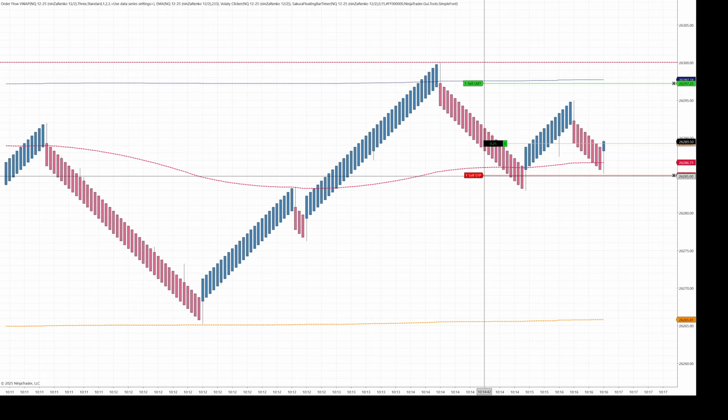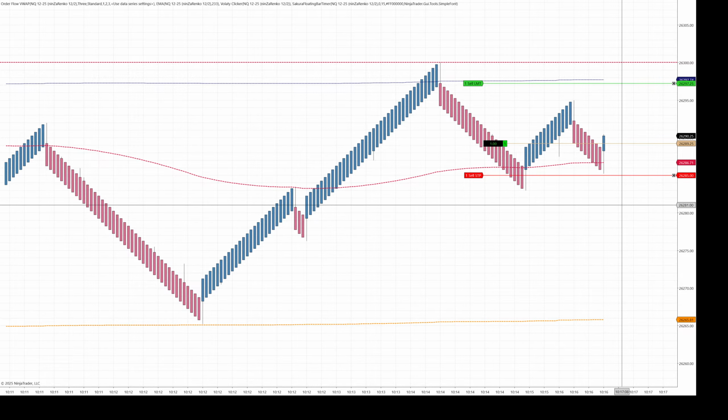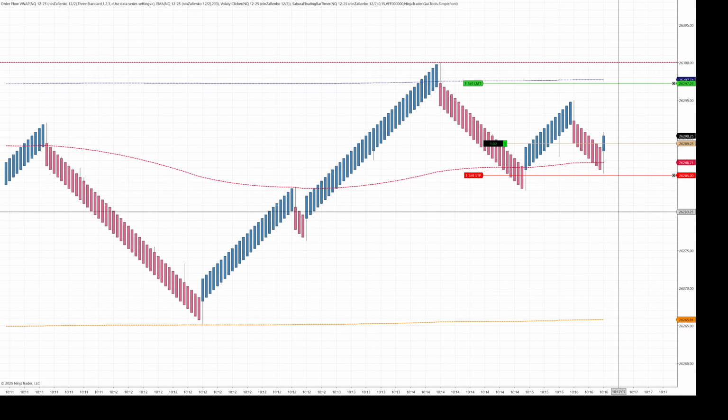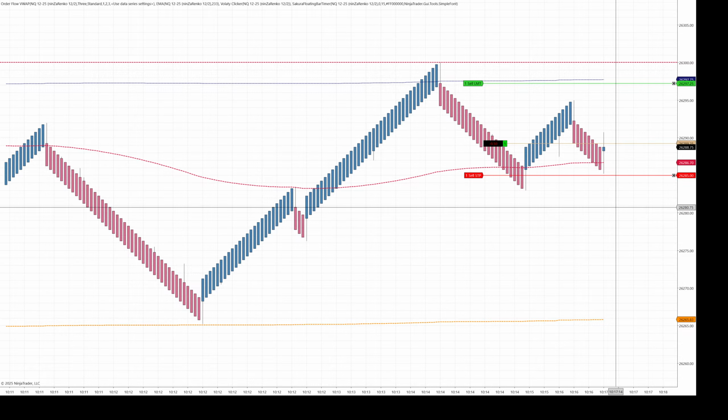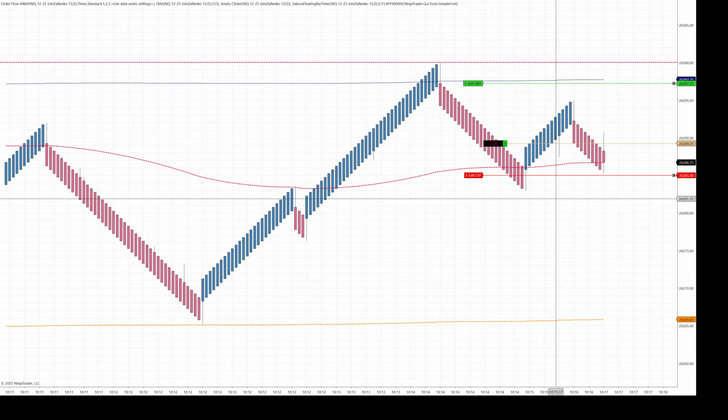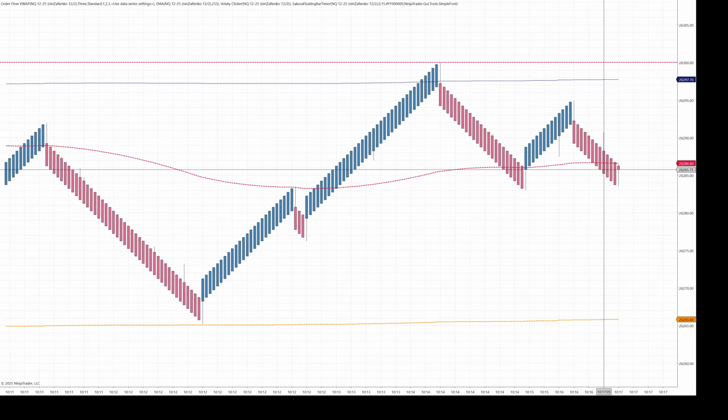There's the next reversal back up. Doesn't look very confident. We'll see. We might get stopped out here. That's okay.